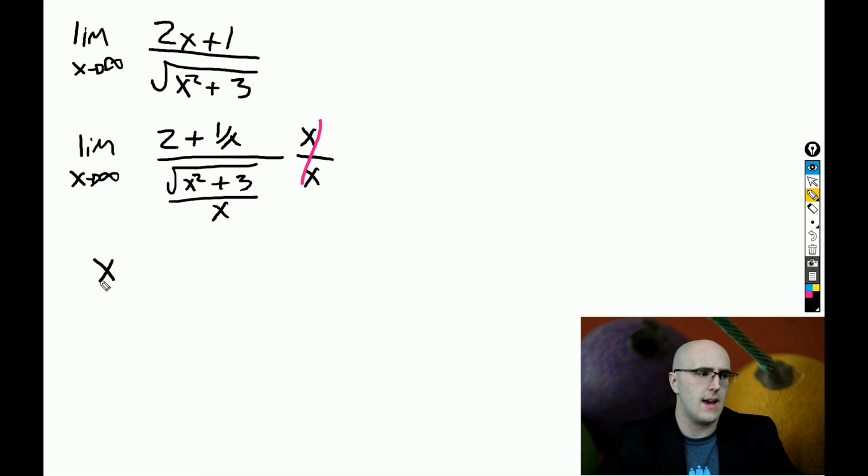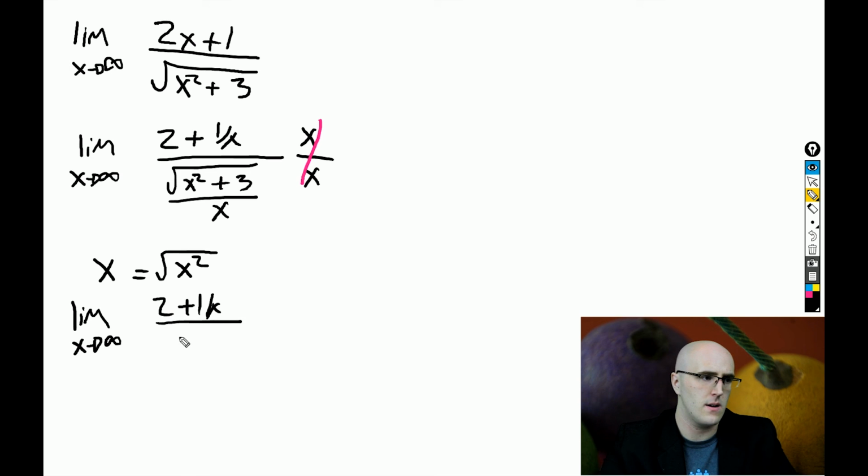What we can say is that x is equal to the square root of x squared, which it is. And then once we do that, we can plug it into our root function here. And it'll come out looking like this: 2 plus 1 over x divided by the square root of 1 plus 3 over x squared. Because we divided, this became an x squared and got put into the root, and then it was x squared divided by x squared plus 3 over x squared. This looks a little messy. Let me redo that.